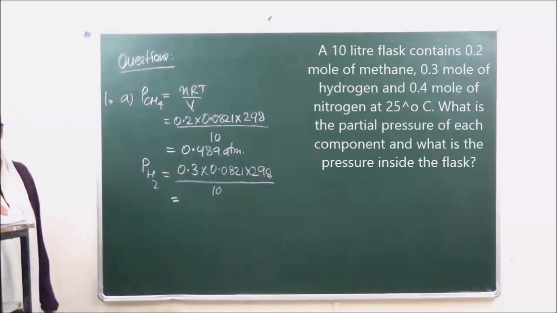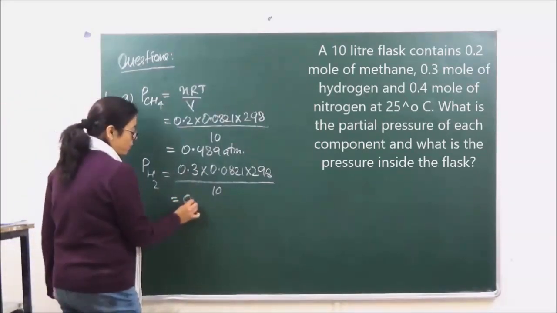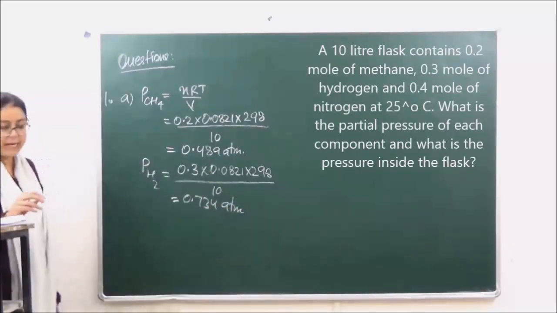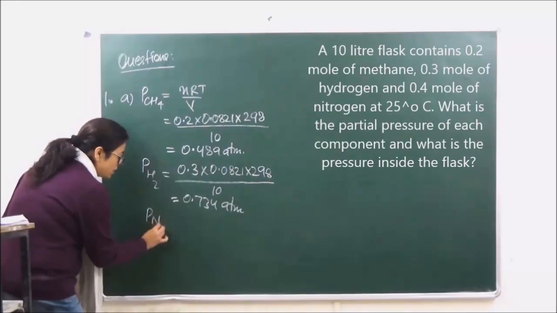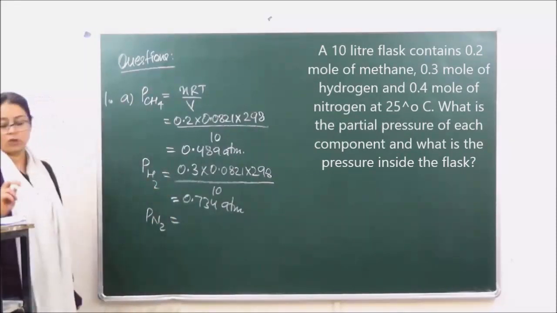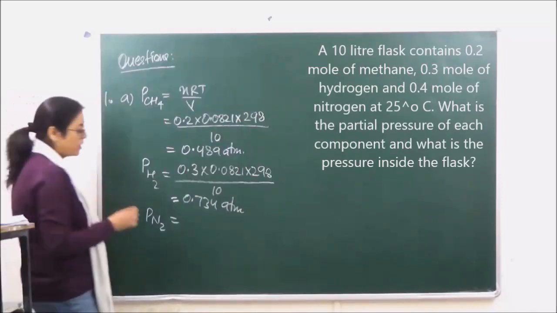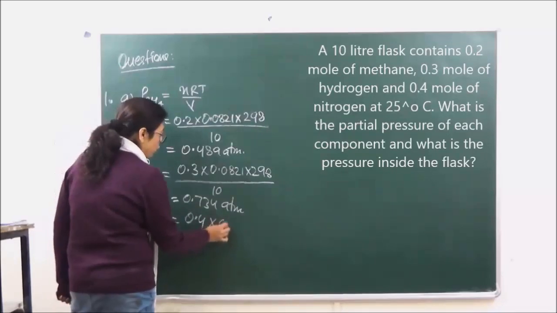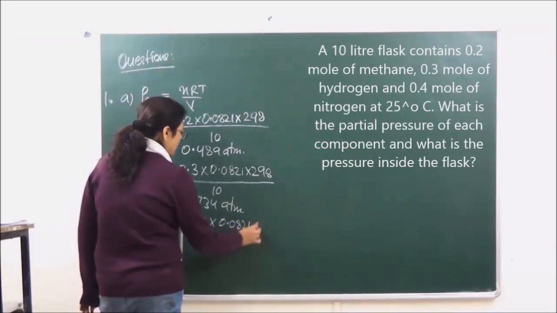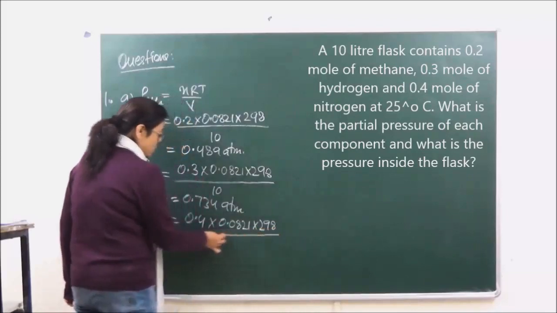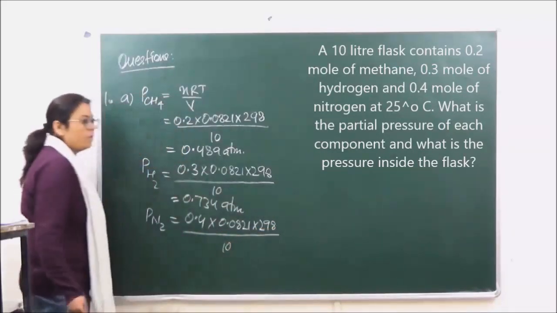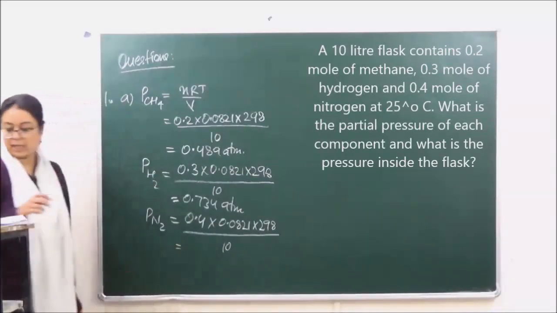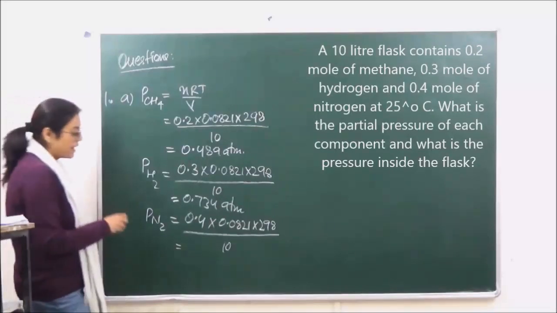So this is coming to 0.734. Similarly, we can calculate the partial pressure of nitrogen by putting the number of moles of nitrogen over here. Number of moles of nitrogen, it is 0.4. Again, rest is going to remain same. So we have 0.4, 0.0821 into 298 divided by 10. This is going to give us, when we calculate this, it is coming to 0.979 atmosphere.